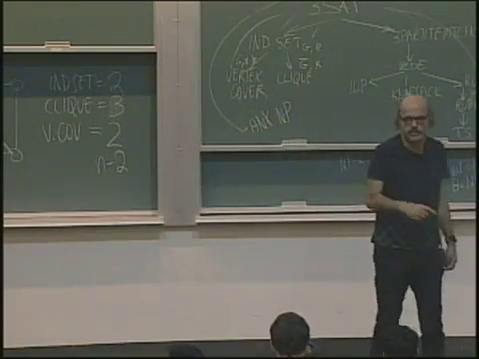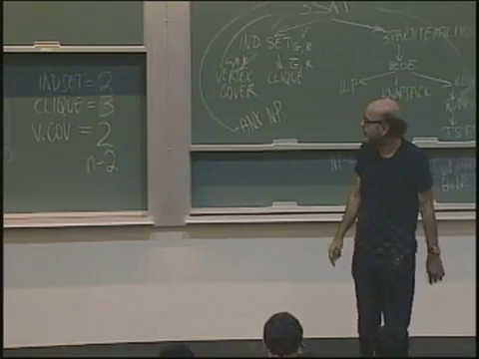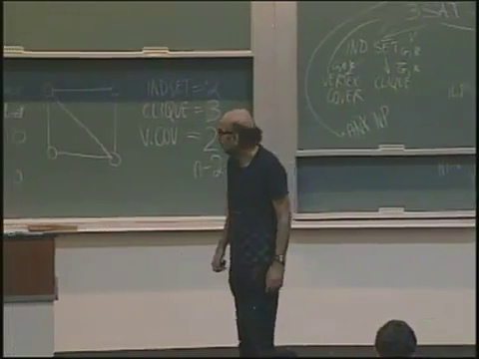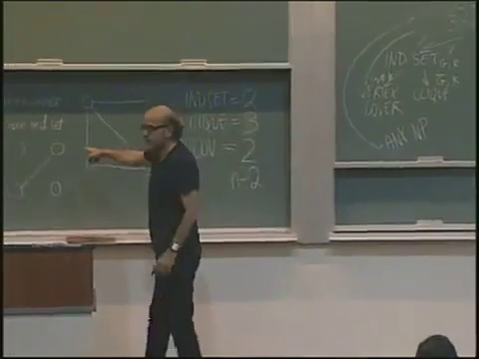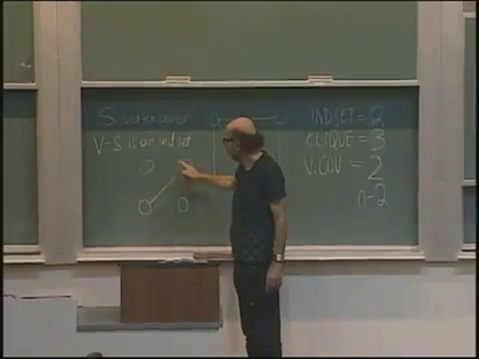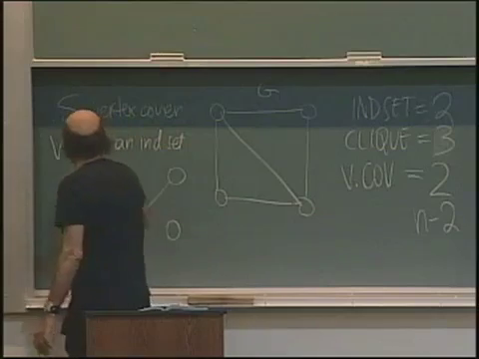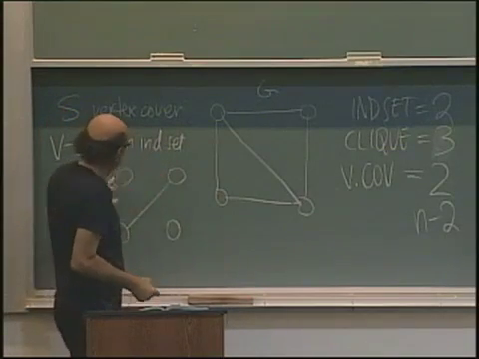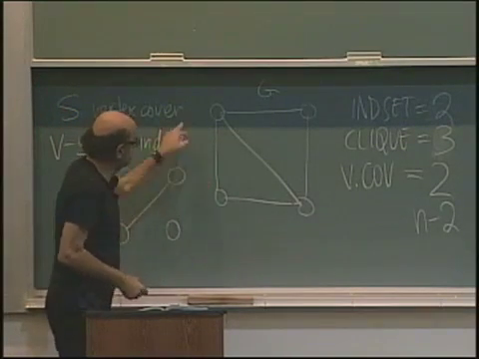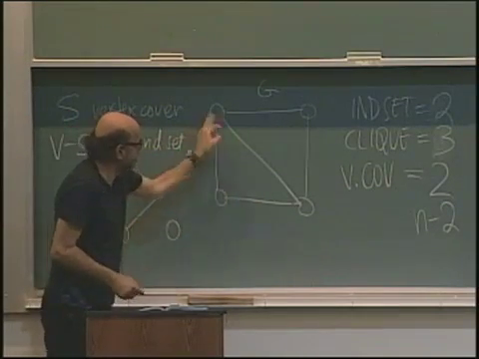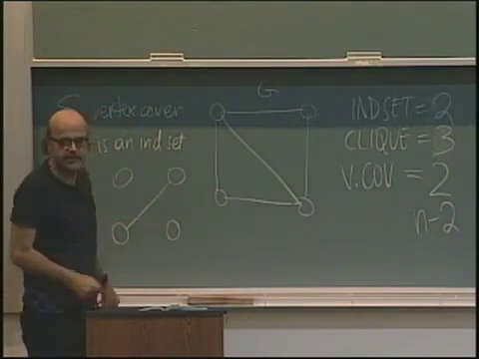Yeah, good question. This one? That's G bar, yes. If this is G, this is G bar. Why? Because this edge is here. This edge is here. This edge is here. This edge is here. This edge is here. That's the only edge missing.